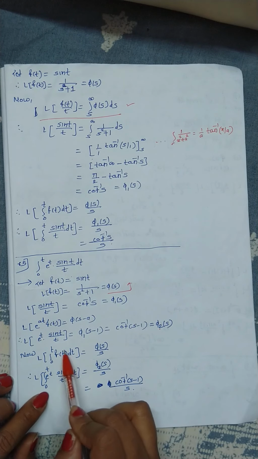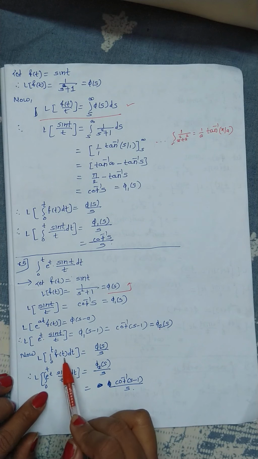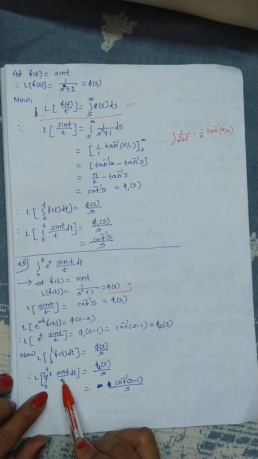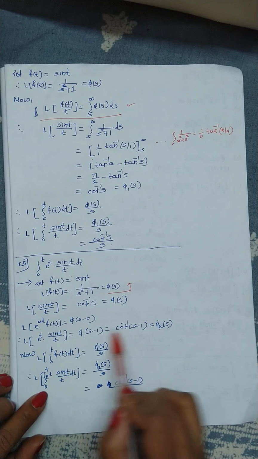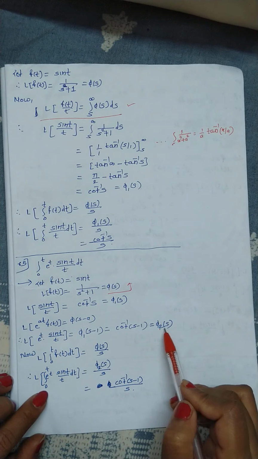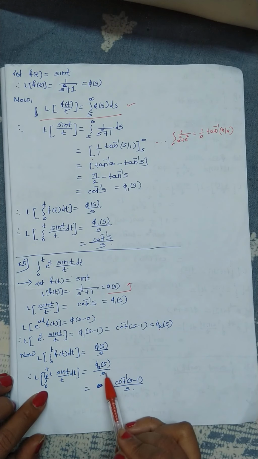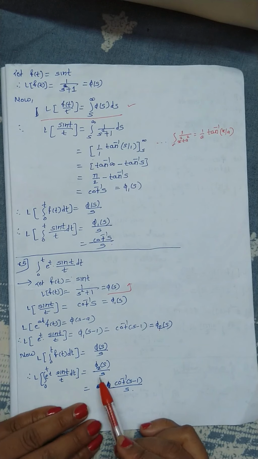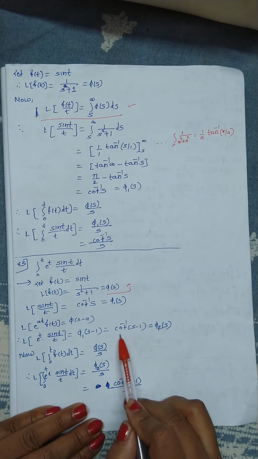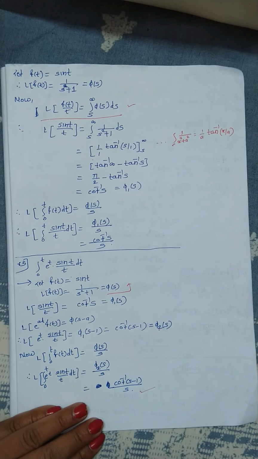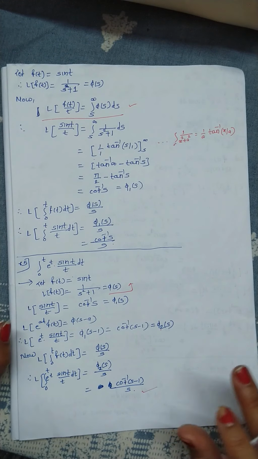Now we are going to apply this formula here. What is phi of s? It is the Laplace of this function, which we call phi 2 of s. That's why in this formula, instead of phi of s, we use phi 2 of s upon s. In this way only. Now phi 2 of s divided by s is cot inverse of s minus 1 upon s. This is the answer for this question.